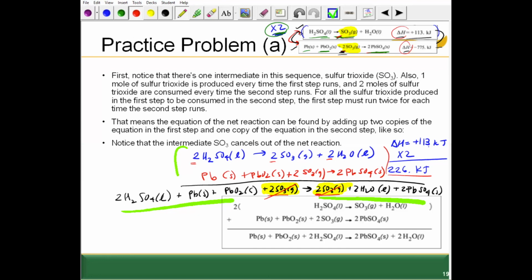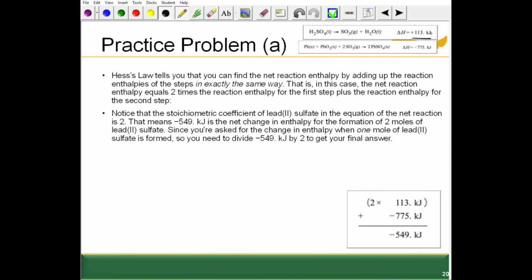So that's why we had to multiply this top reaction by 2. We need 2 moles of SO3 to cancel out with 2 moles of SO3. When we cross these out and rewrite it, we'll get this as our final reaction with no sulfur trioxide to be seen. Then again, we started at 113 kilojoules for the top reaction. We needed to multiply all of that by a factor of 2. So delta H of reaction 1 is 226 kilojoules. We didn't reverse the reaction, we just multiplied everything by 2.